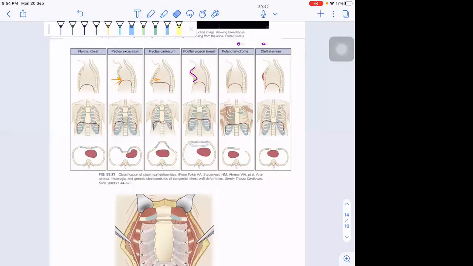This is Poulter pigeon breast. It is S-shaped. And Poland syndrome: on one side the costochondral cartilages, rib cartilages, and the muscles will all be absent. And this is your cleft sternum, where the central part of the manubrium and sternum will be absent.